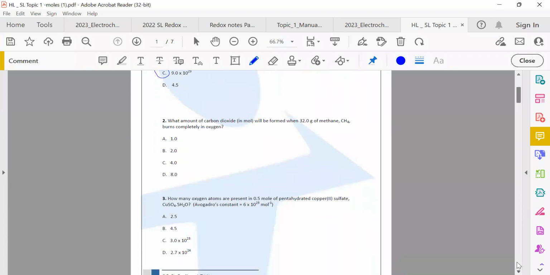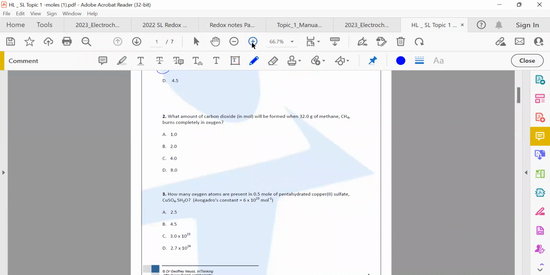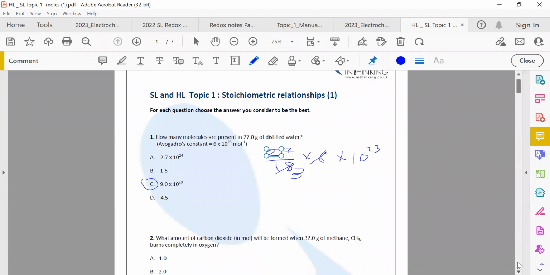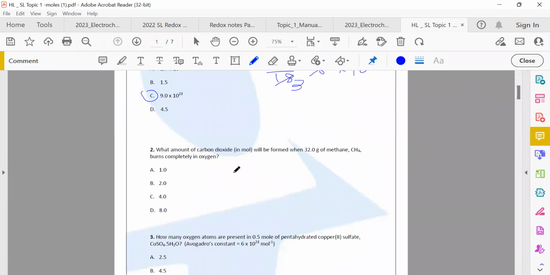What amount of carbon dioxide will be produced when you have 32 grams of methane completely burned? So again, you need to know that your methane is CH4 and has an MR of 16. That gives you 2 moles of methane. And when you completely burn, obviously, it will also give you 2 moles of carbon dioxide, because every mole of methane will give you 1 mole of carbon dioxide, because methane only has 1 carbon. If this question is ethane, we have 2 carbon, obviously the number of carbon dioxide will be multiplied by 2. So the answer will be B for this one. Easy. So that's how you should solve your MCQ fast.